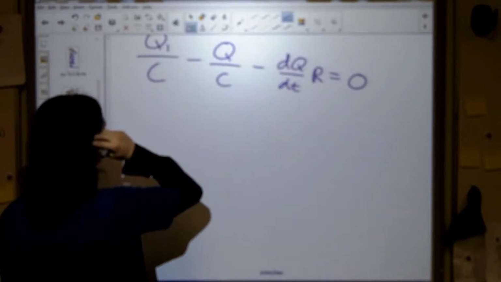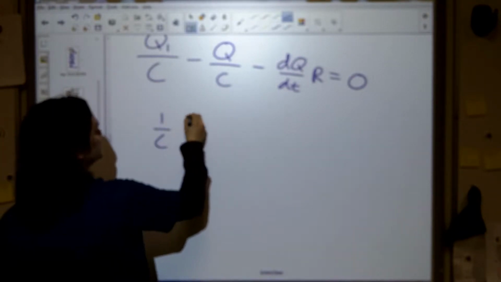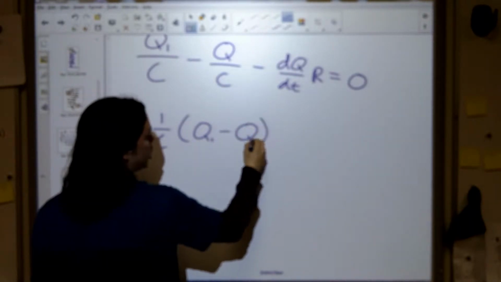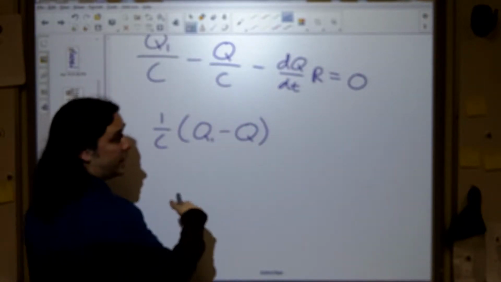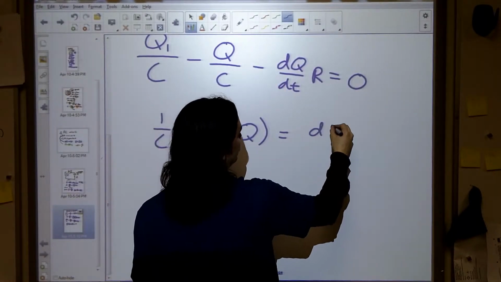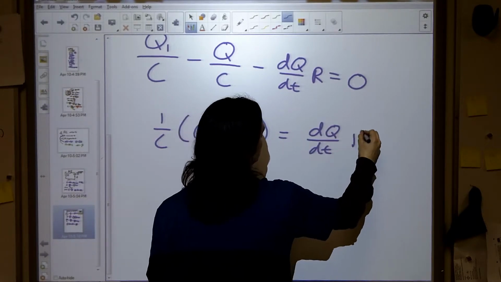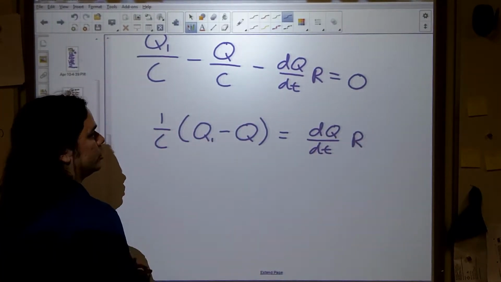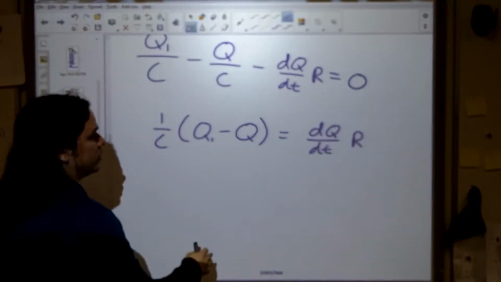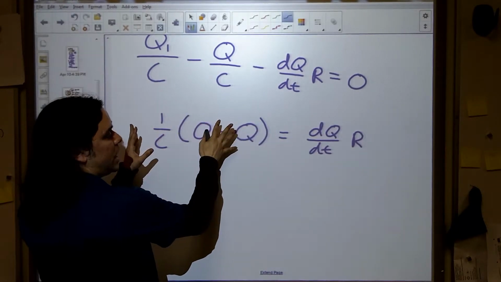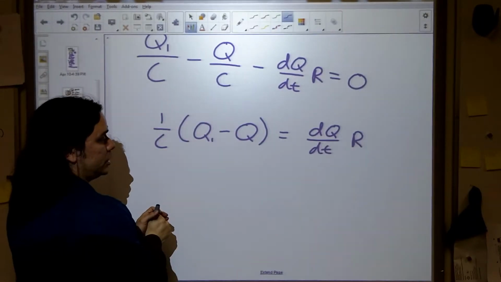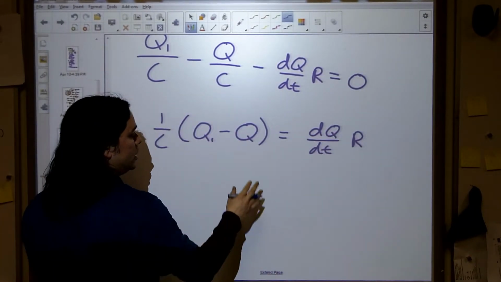All right, here's what I'm going to do. I'm going to get the following. 1 over C times Q1, my total charge, minus whatever charge happens to be on the capacitor at a given time t, minus, I'm going to add this over to the other side, and we end up with dq dt times R. I'm going to do a little bit more math. So I added this over and I put these together. What I need are all the constants and time, if I can, on one side, and then I need dq and everything related to q, all the variables, on the other.